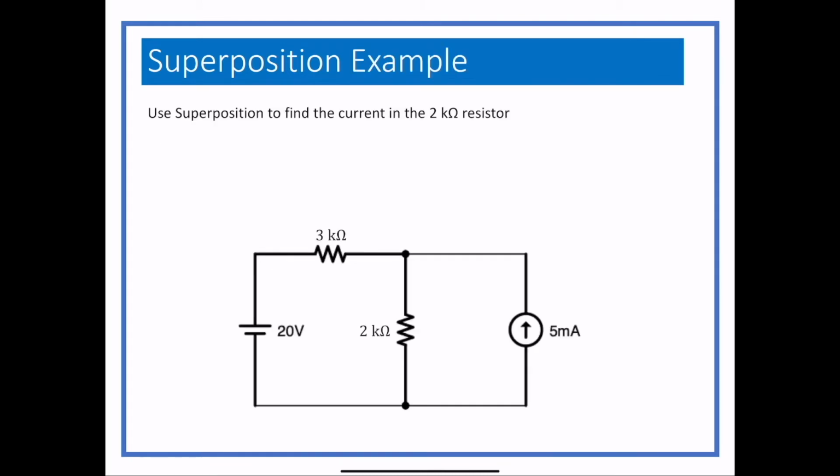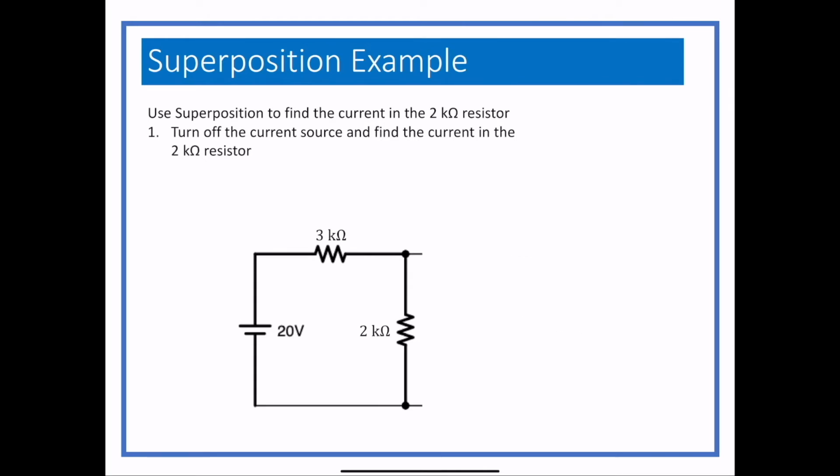So the first example I'm going to do is just using superposition to find the current in the 20 kilo ohm resistor. There are many ways one could solve this that don't involve superposition, but for today, superposition is going to work pretty well. So the first thing we're going to do is we're going to turn off the current source, and when you turn off a current source, it basically just turns into an open circuit, so it goes away. That's what current sources do. They go away when you turn them off, or they leave an open circuit.